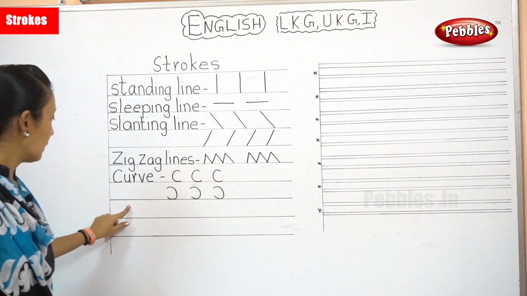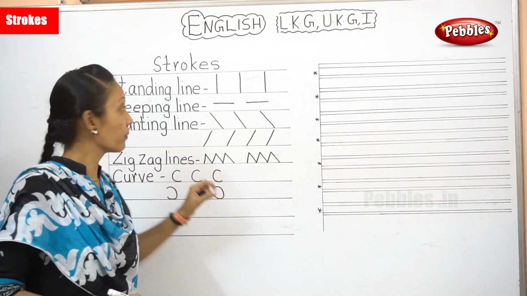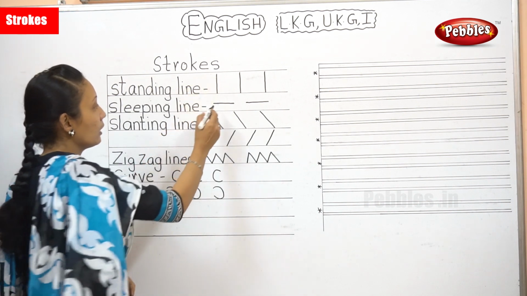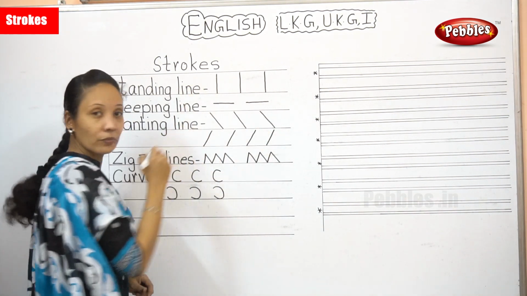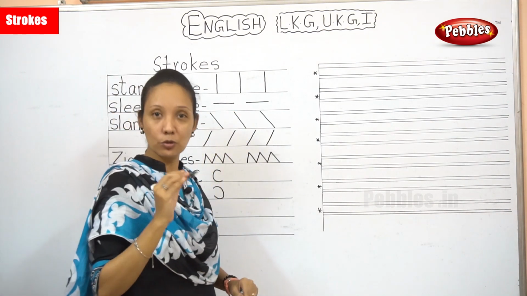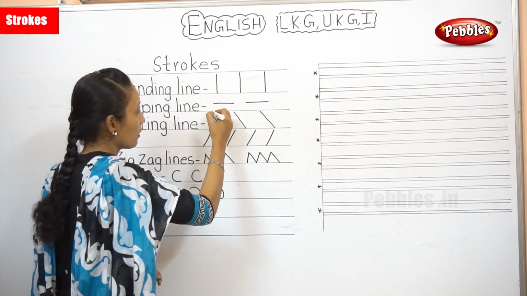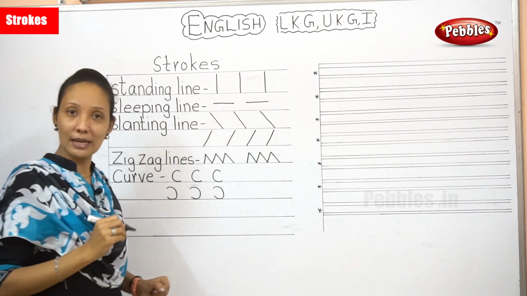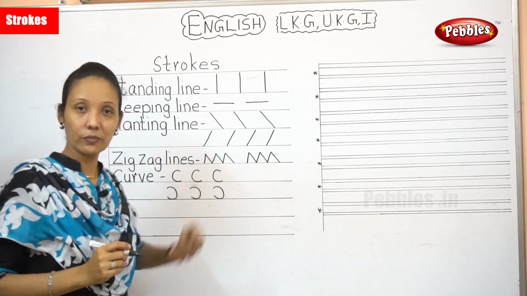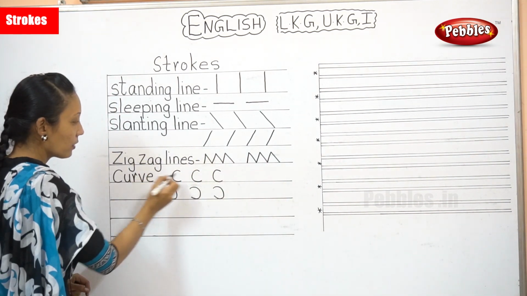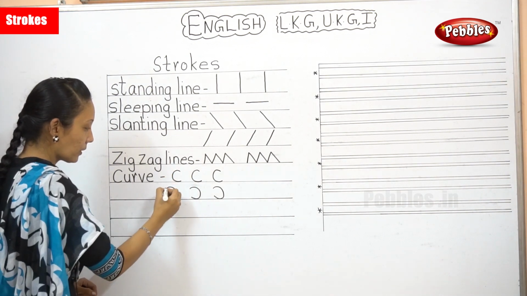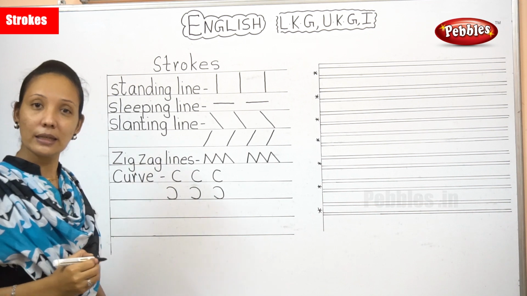Okay, now next what you're going to learn is, once again I'll tell you, this is your standing line, your sleeping line. Alright, now this is your slanting line. Slanting line, you have two slanting lines. One is from your left to the right and the right to the left. Now next you have your zigzag lines. Okay, now you have curves. One curve is outer curve, then you have an inner curve.